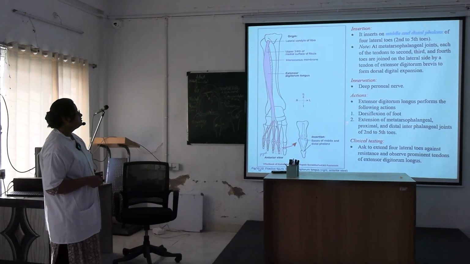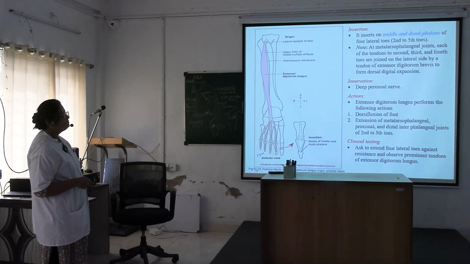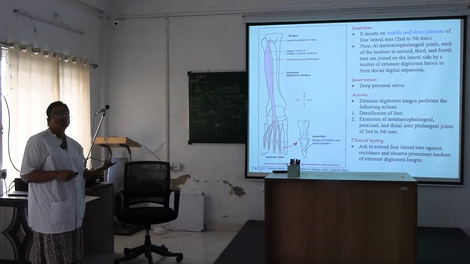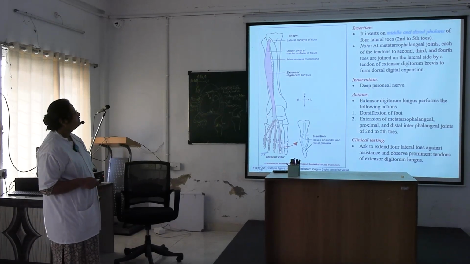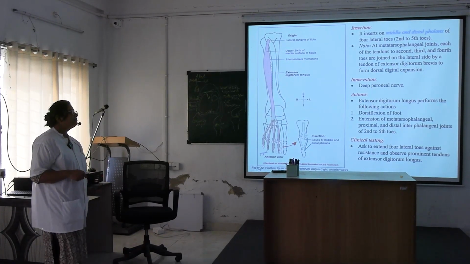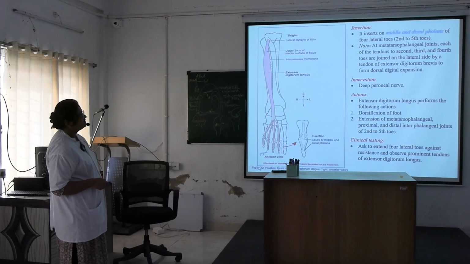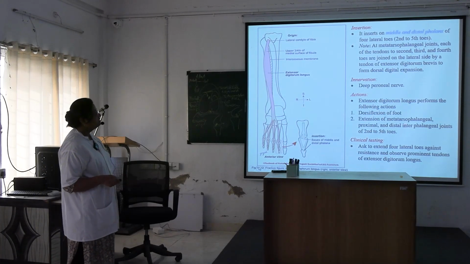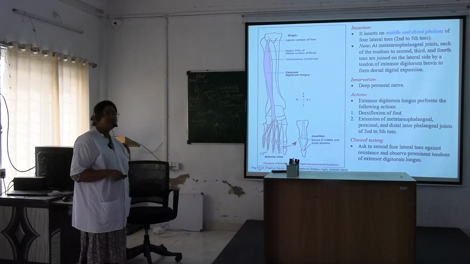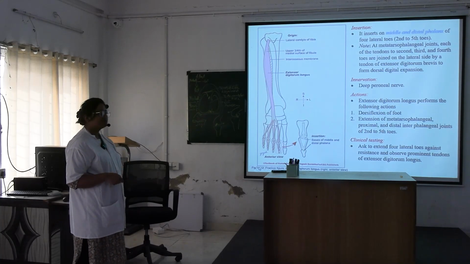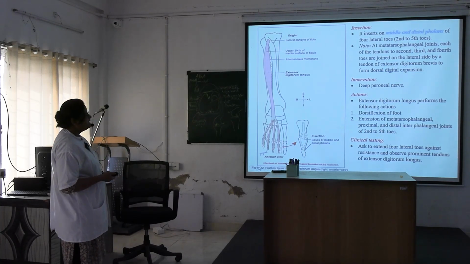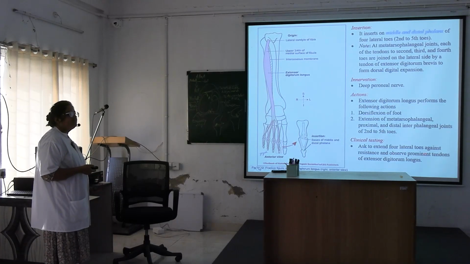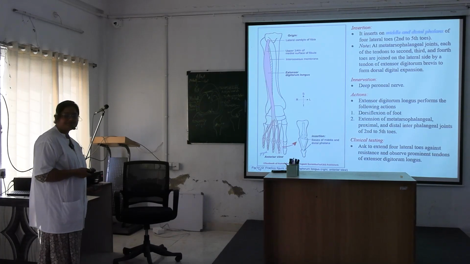Okay. So what is the action? Innervation is deep peroneal nerve, as it is a muscle of anterior compartment. Action: extensor digitorum longus performs the following action: dorsiflexion of the foot and extension of metatarsophalangeal, proximal and distal interphalangeal joints of second to fifth toes. How will you test? Ask to extend 4 lateral toes against resistance and observe prominent tendons of extensor digitorum longus. Okay.